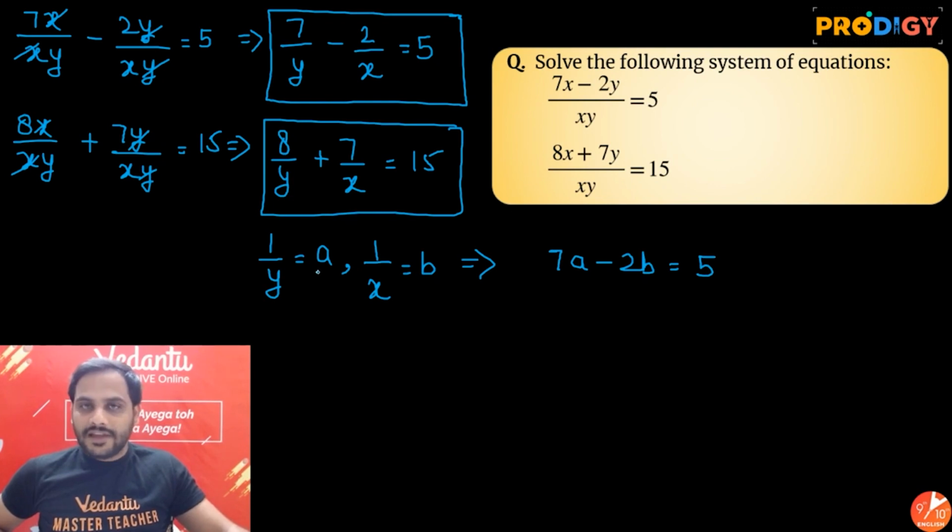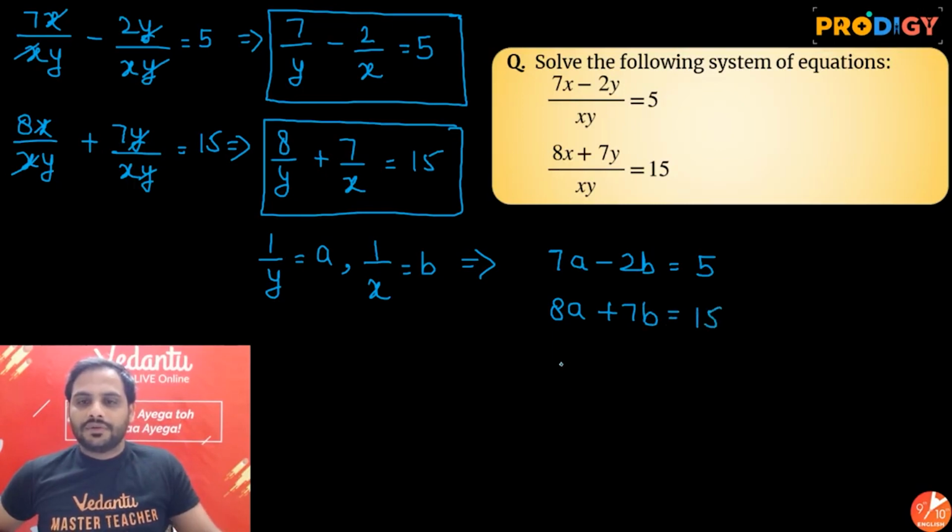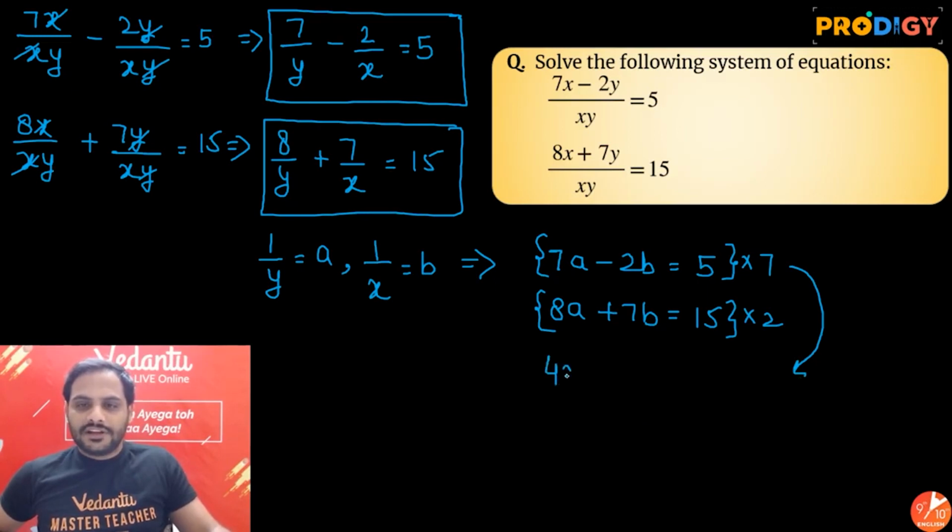I have taken 1 by y as a. And here 8a plus 7b is equal to 15. So if you want to eliminate, let's eliminate b. Elimination method is always the easiest one. So here multiply with 7 and here multiply with 2. So what I'll get, first equation will become 7 7s are 49a minus 14b, 5 7s are 35. And the second equation will become 8 2s are 16a plus 14b is equal to 15 2s are 30.